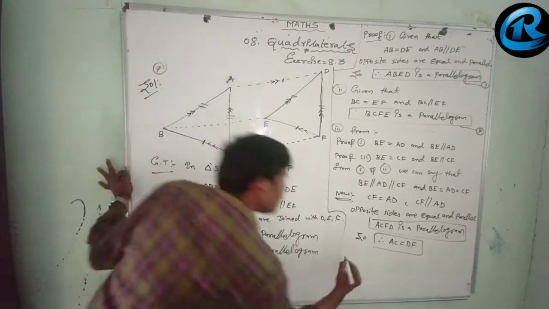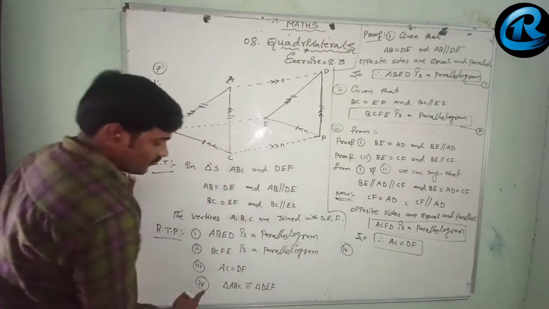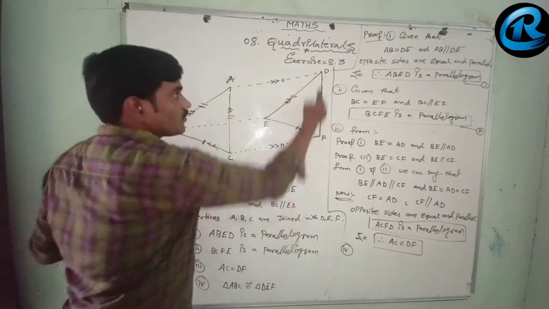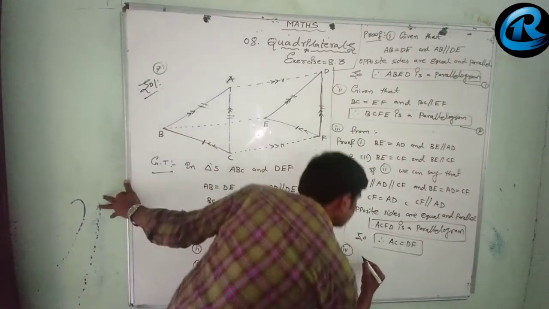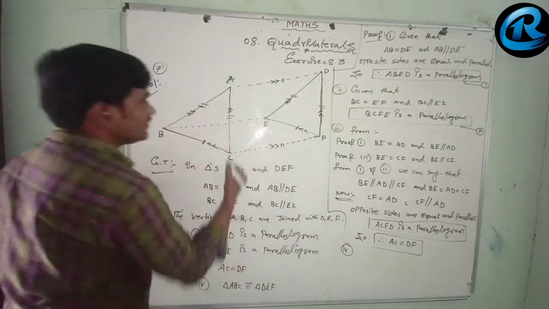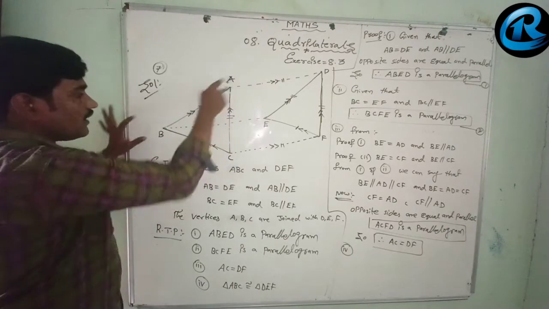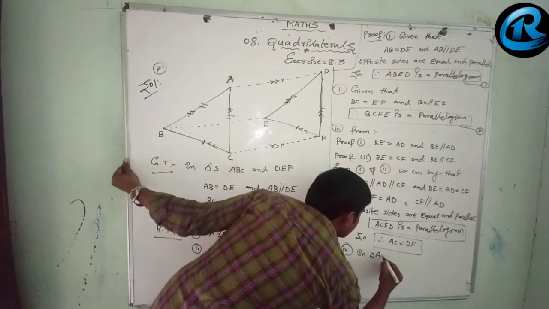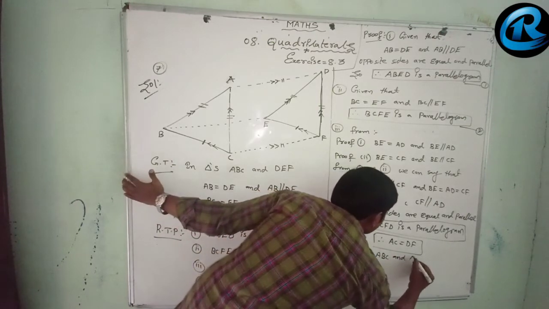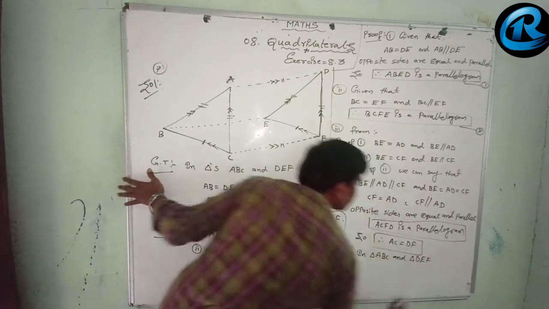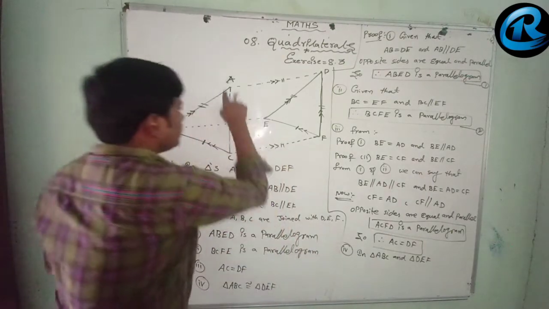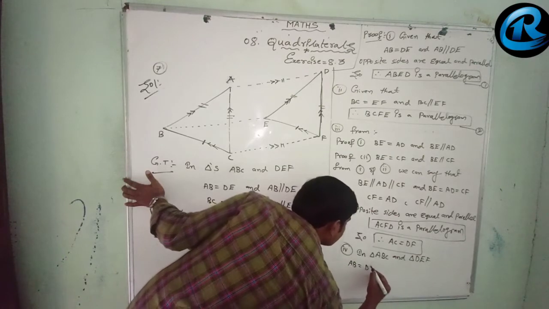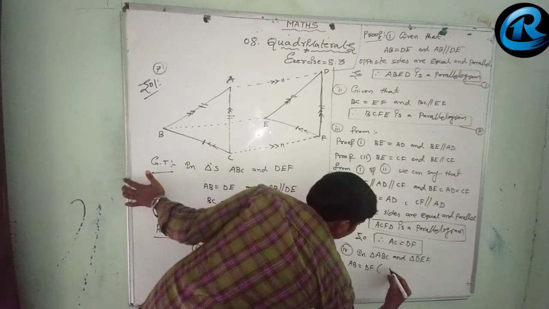Proof number 4, sorry. Proof number 4: we have to show that triangle ABC is congruent to triangle DEF. Yes, we can show that. In triangle ABC and triangle DEF, what can we write? The first step, AB equal to DF. This is proof number 1.